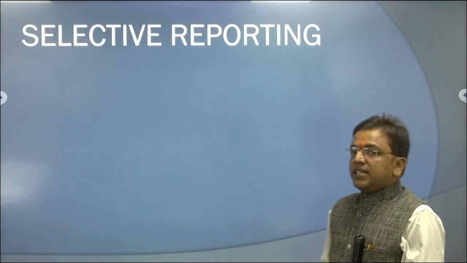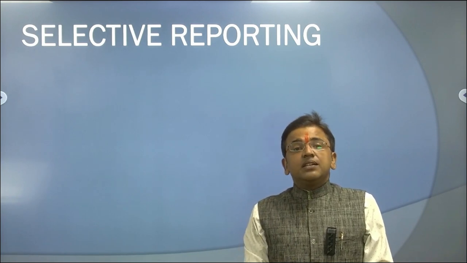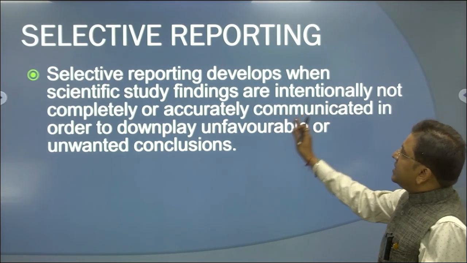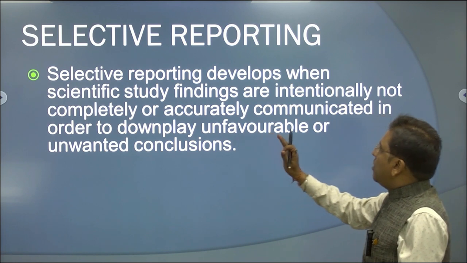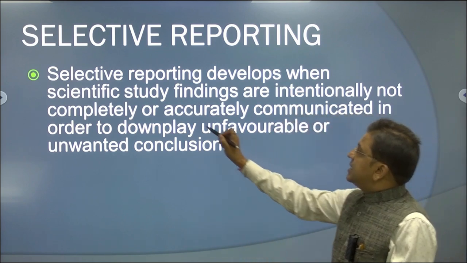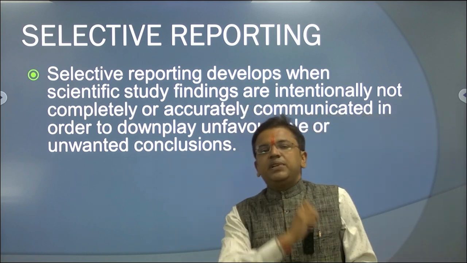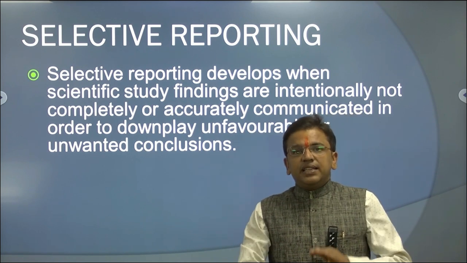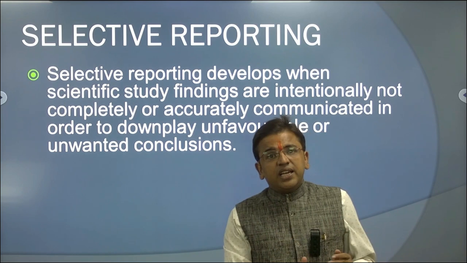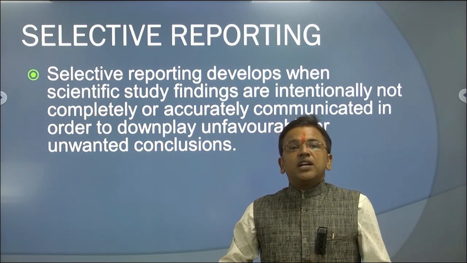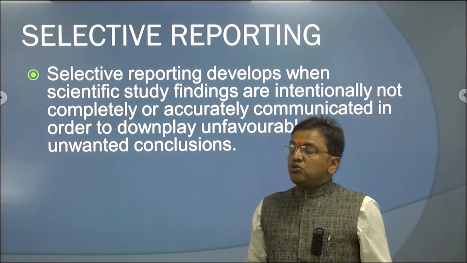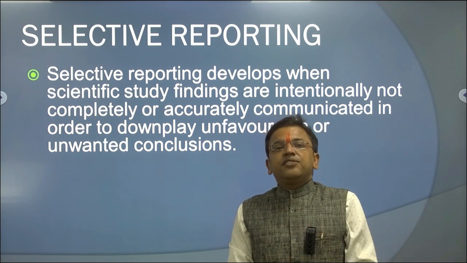Now, selective reporting. Selective reporting is also a misconduct which is considered in our study because it is not an ethical activity. Selective reporting develops when scientific study findings are intentionally not completely or accurately communicated in order to downplay unfavorable or unwanted consequences. Here the scientific study findings are intentionally incomplete, which means the research work is not being conducted in the manner it must be conducted. We take some things and leave out the things which are not taken into consideration. The things which are left out have an impact on the research which we haven't explored. So here, things are making the result ineffective.